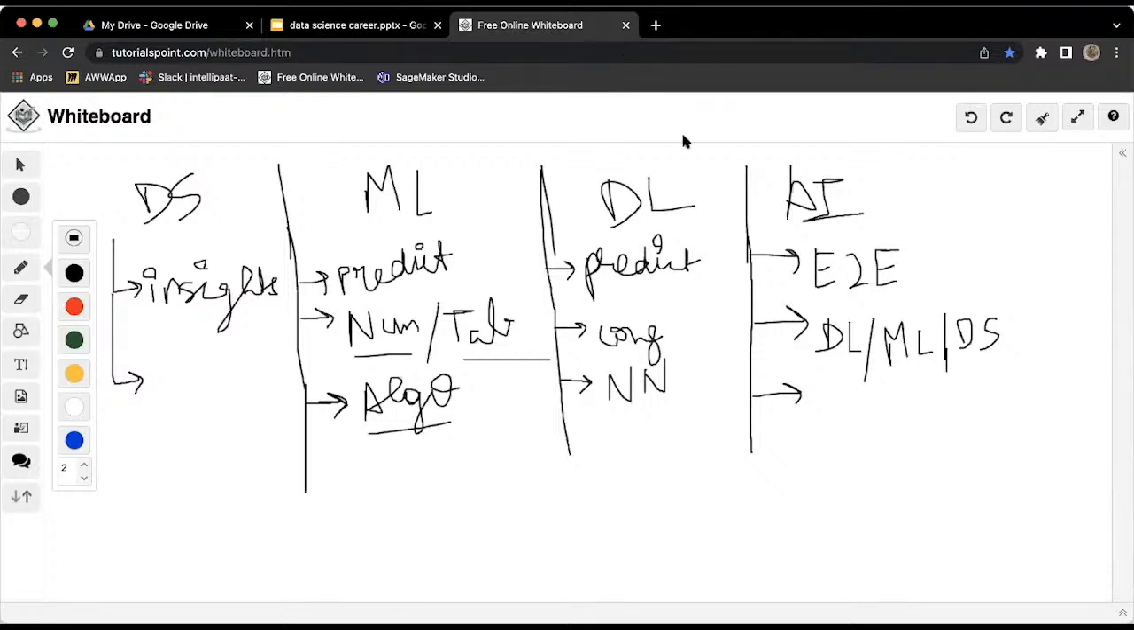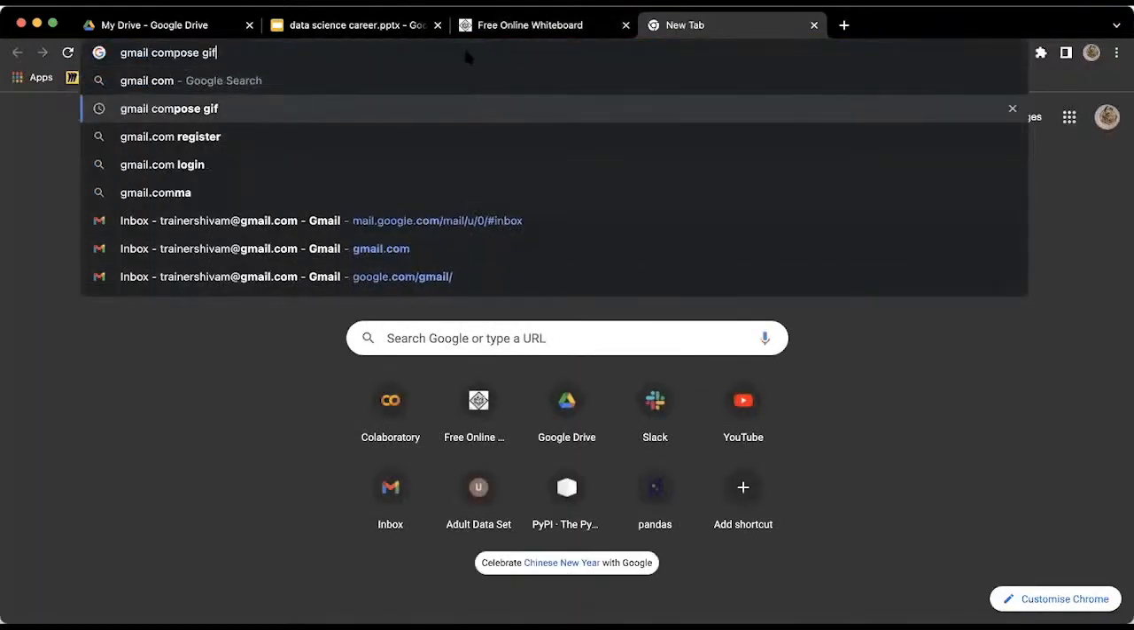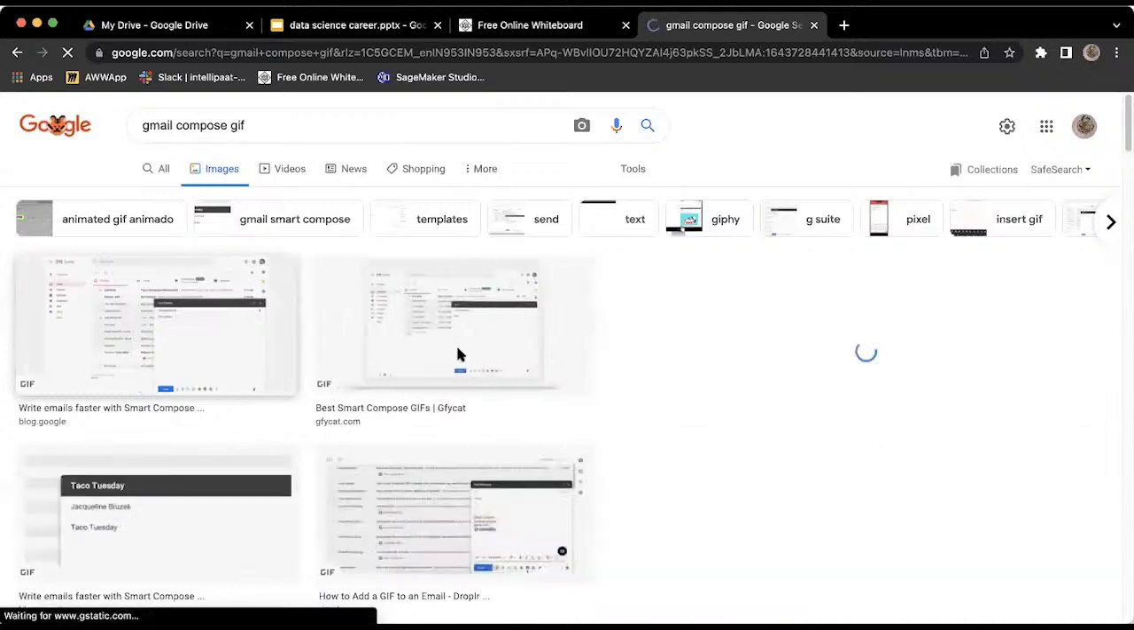I'll give you an example. How many of you use Gmail for your day-to-day activities? You're like, I use Gmail for my day-to-day activities, right? Very good. Almost all of you use this, right? When you compose an email, you might see that it tries to predict the next word for you, right? Or let's say it tries to compose the mail for you.